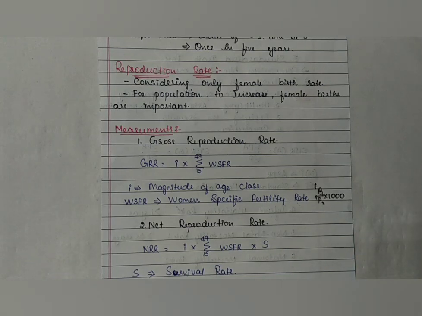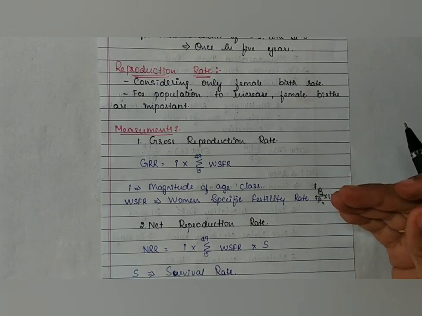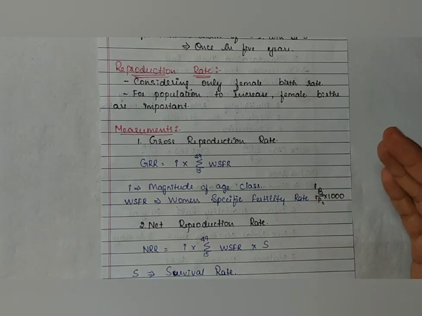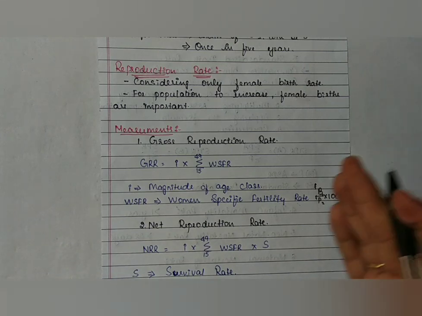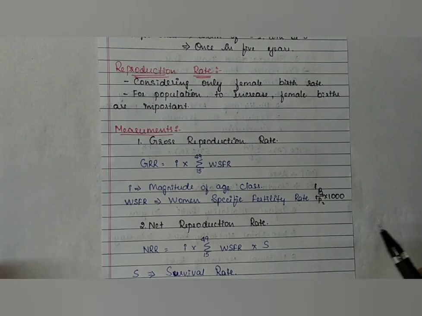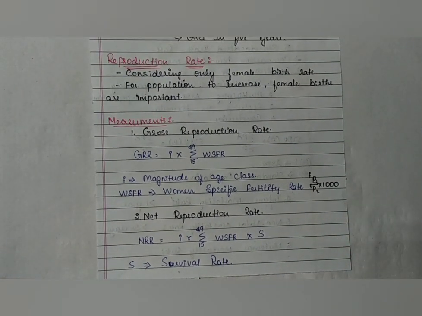Here the child which is born need not survive till it attains the age of 15. Okay, it may die in between. So that S, survival rate, will be given in the problem. Accordingly, we will be solving the problem.